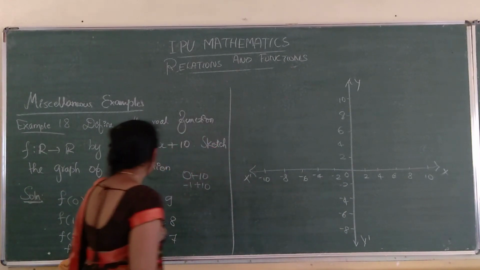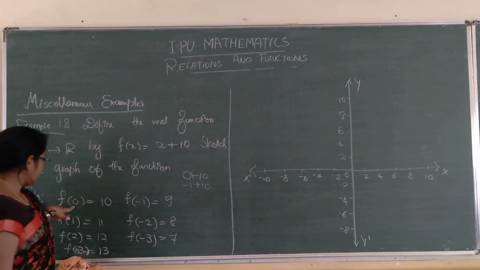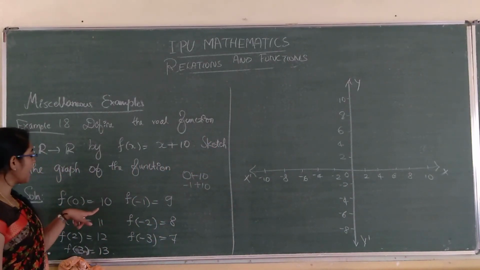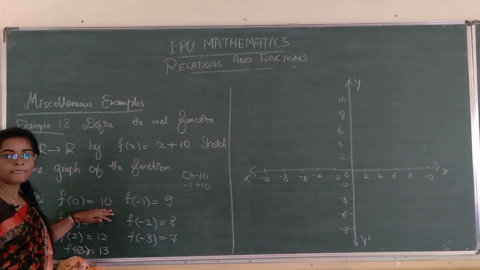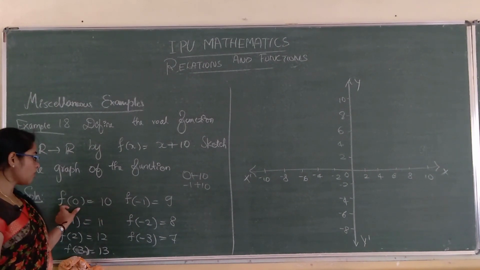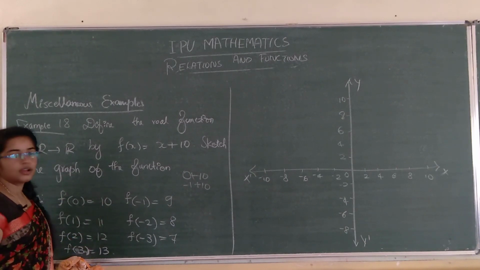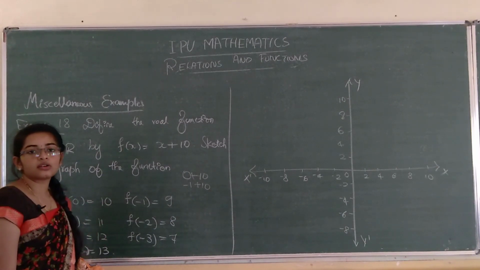Now, look at this. At x equal to 0, we have the function value to be 10. So, when x is 0, y becomes 10. Now when y is 0, what does x become?